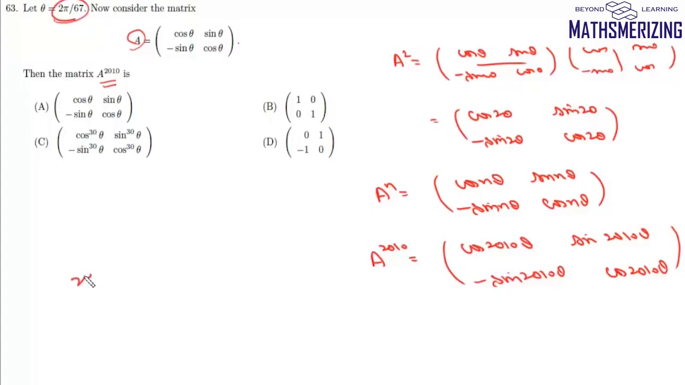So we'll find 2010 into 2 pi by 67. It will be 30, and it should be 60 pi. Now this is cos 60 pi. It's a multiple of 2 pi. Cos 2 pi is 1, sin 2 pi is 0. So it is nothing but 1 0 0 1, and that's your option number B.